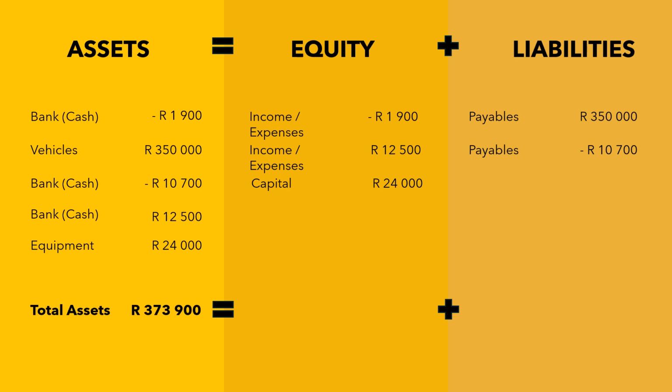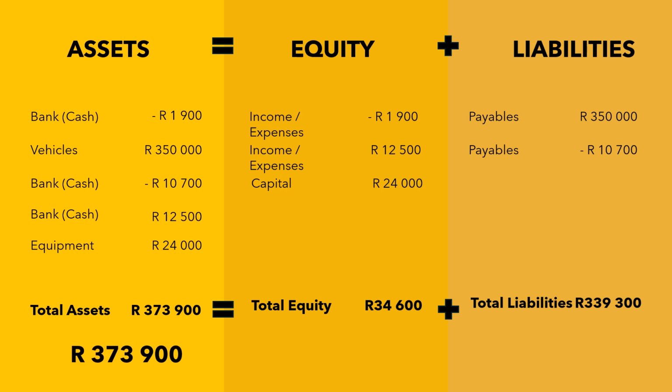Then if you look at the total assets, the amount is 373,900. If you look at the total equities, that would be 34,600, and then if you look at the total liabilities, that's 339,300 rand. So that 373,900 is also equal to the total liabilities plus the total equities, which is 373,900. It always balances, always.